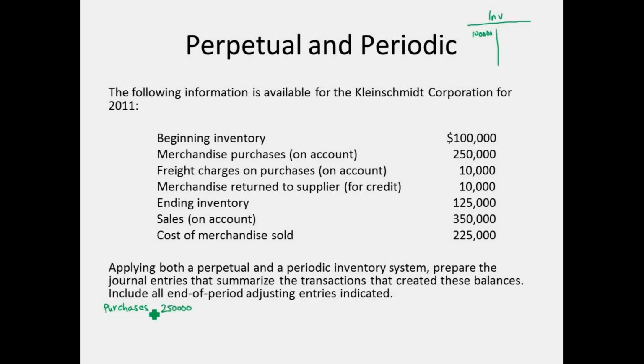So we purchase $250 and accounts payable $250. We have freight in 10, accounts payable 10. So again, all of these things have to go into inventory eventually. It's just we're being a little bit more specific about where they're coming from and what they are. And then I have merchandise returns.